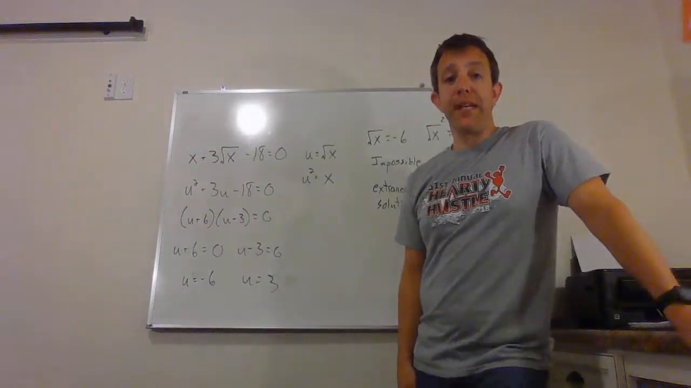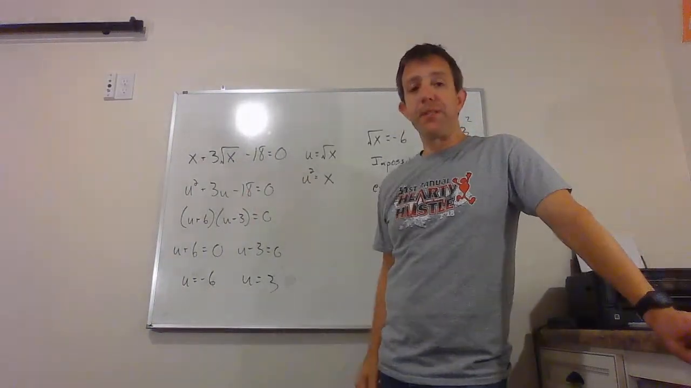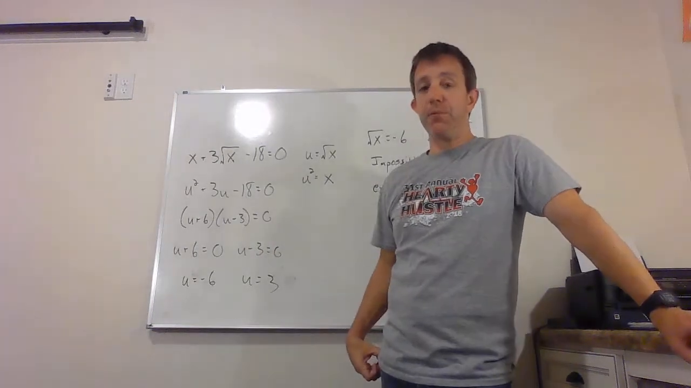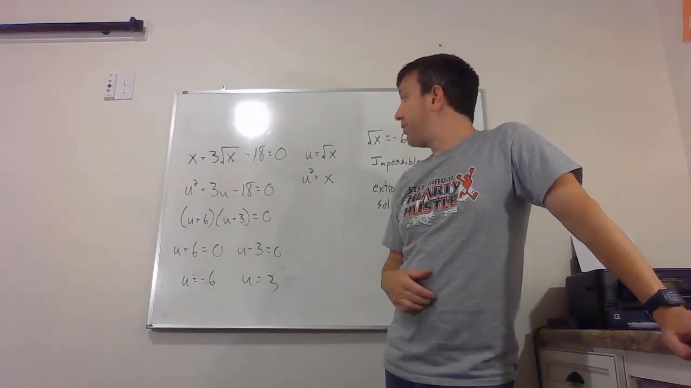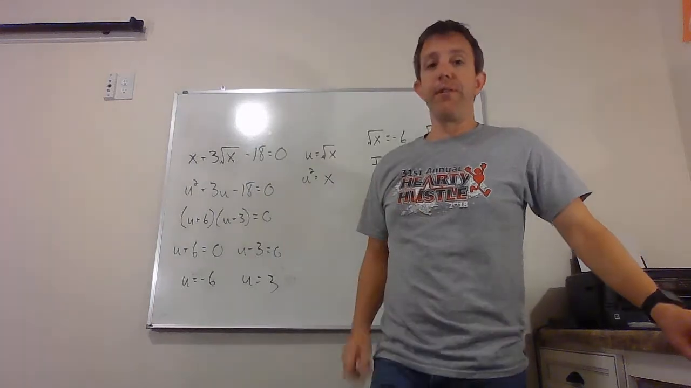All right, so here's my second example. x plus 3 square root of x minus 18 is equal to 0. So this has a square root of x in it, and we learned to solve those in chapter 6.